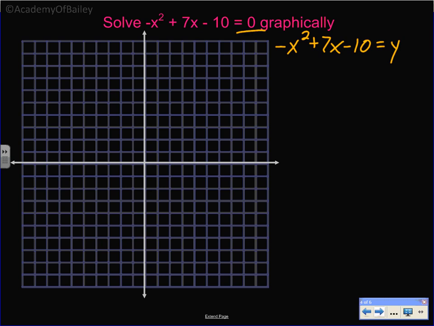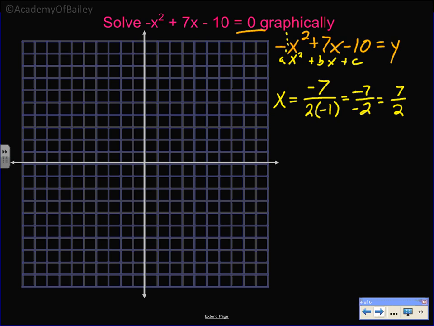So first off, find the vertex. x is equal to negative b, because here we have ax squared plus bx plus c, so negative b over 2a. Well, what is a? a is going to be negative 1. It's the invisible 1 there. And that's just negative 7 over negative 2, which is equal to a positive 7/2.